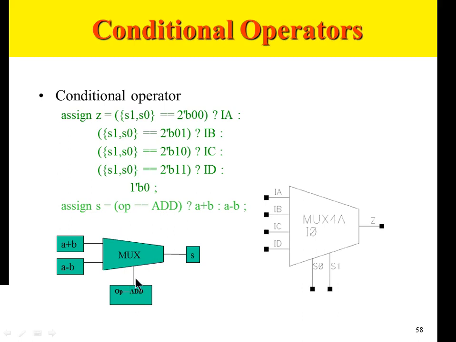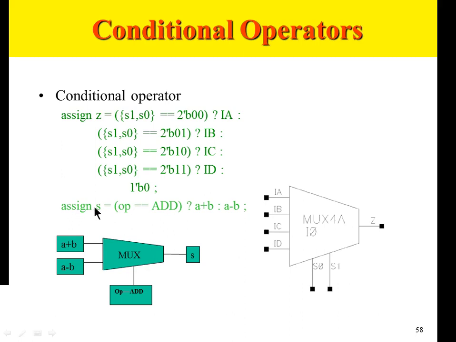So if the op select line is equal to add, a plus b, the adder output goes to output sum. If op is not equal to add, then the subtractor output goes to sum out. That's how the circuit is supposed to behave. So what's the Verilog for that?